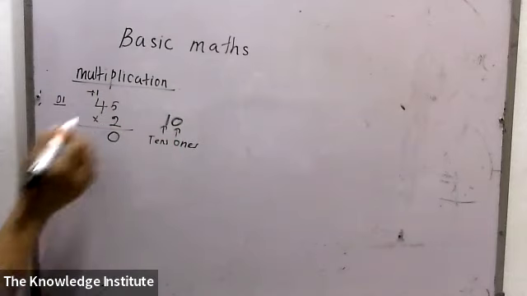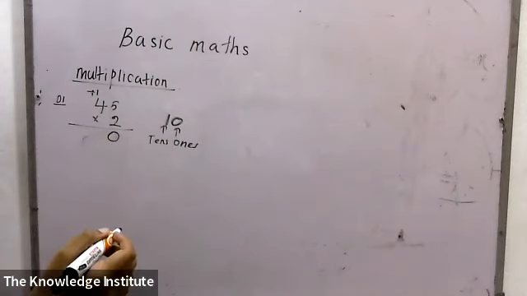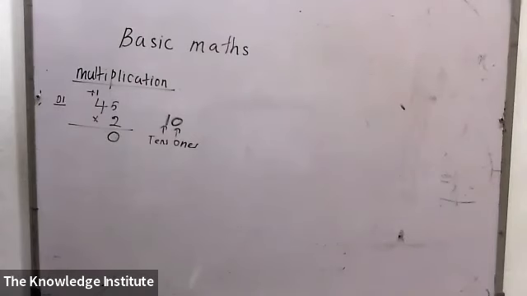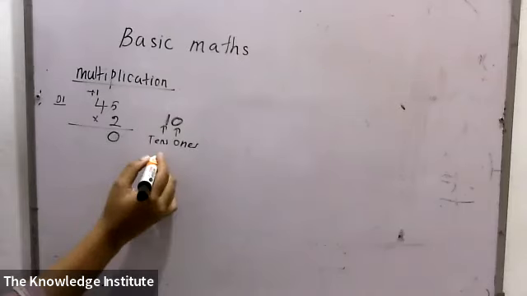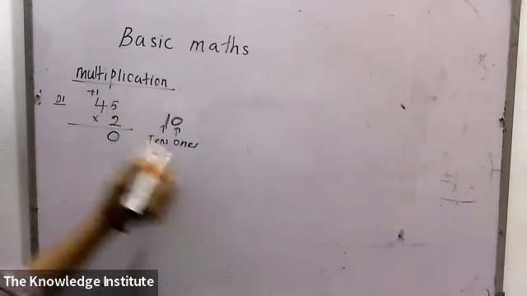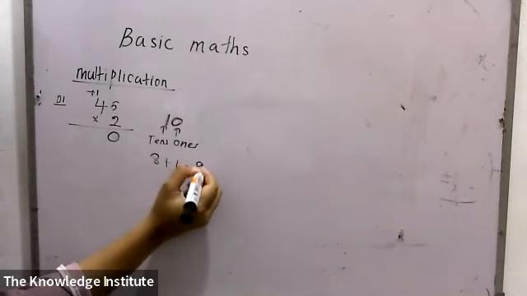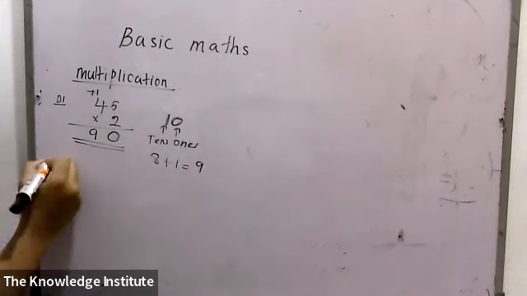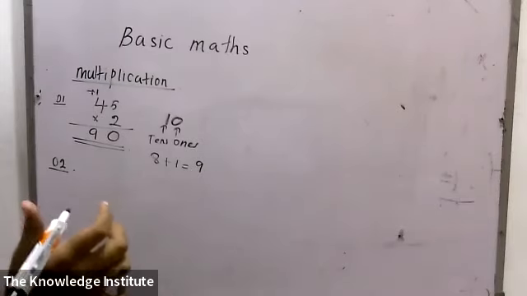Now tell me, what is 4 2's up? 8. Yes. Then you have 8, then you have plus 1 here. 8 plus 1, what is your answer? 9. Therefore, your answer will be 90. Did you understand how to multiply? Yes, teacher. Okay. But we are going to do more sums today.